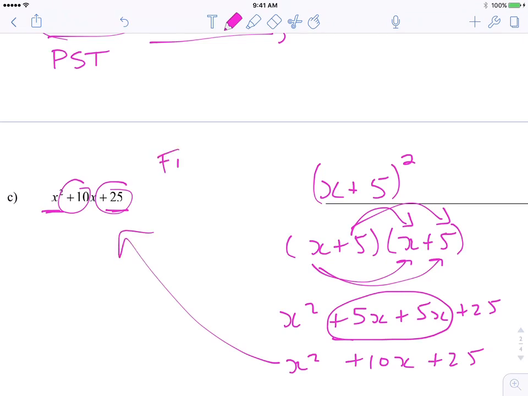And the factored form of a perfect square trinomial looks like vertex form.